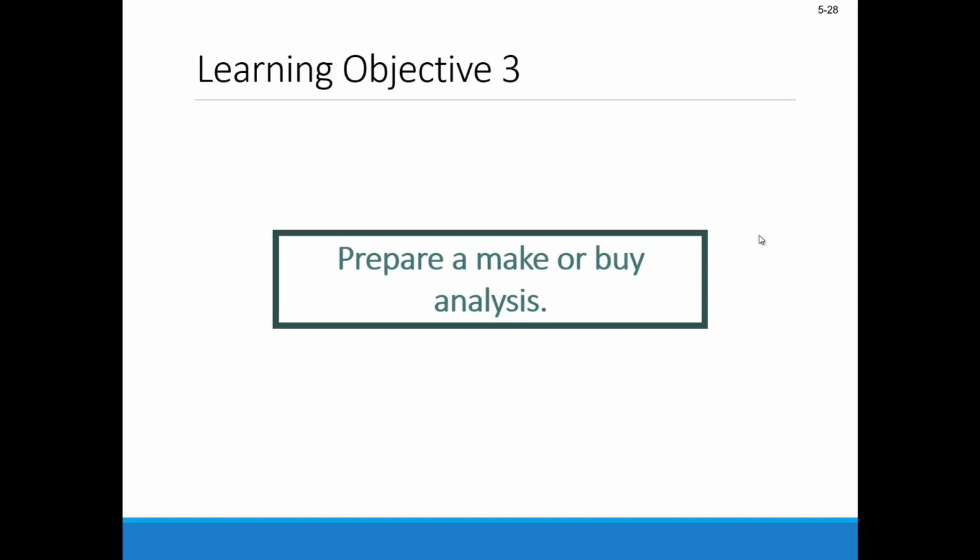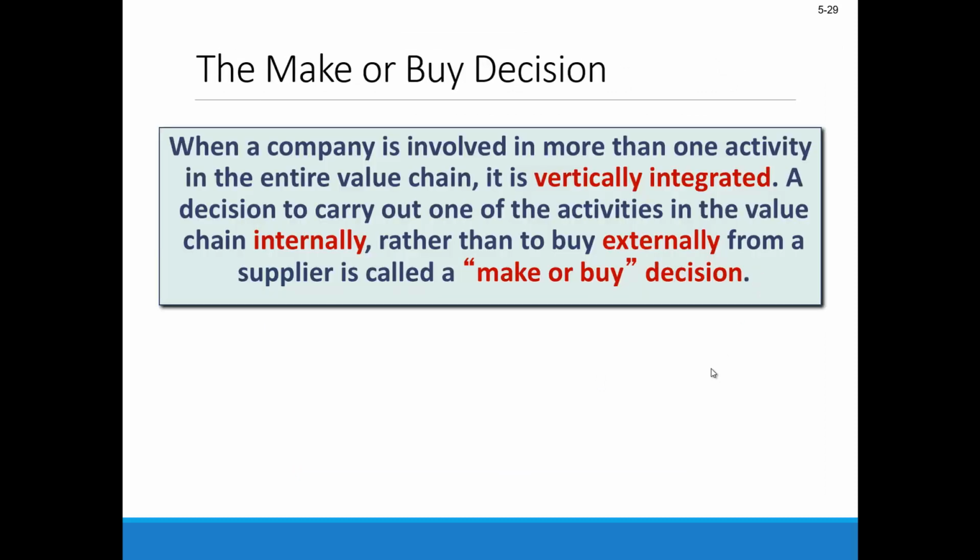Moving along then, learning objective 3 was to prepare a make or buy analysis. When a company is involved in more than one activity in their entire value chain, we refer to that company as being more vertically integrated. A decision to carry out one of the activities in that chain internally is just called a make or buy decision. One example I tend to think of is automobiles again.